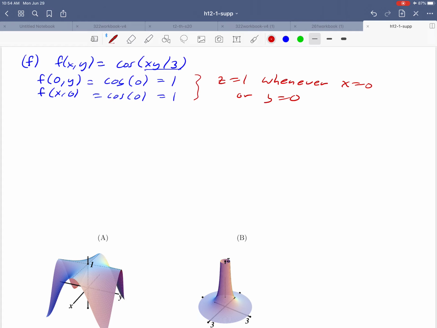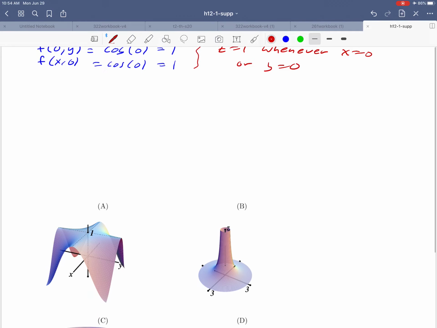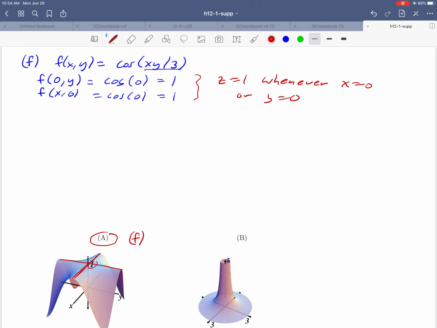Okay, so can we find a graph that matches that behavior down below? Well, notice A seems like a pretty likely candidate. Here's the number 1, and notice that we're up at that number 1 everywhere that y is equal to 0 and everywhere that x is equal to 0. Okay, so that seems to be a perfect match for formula little f, cosine of x y over 3.